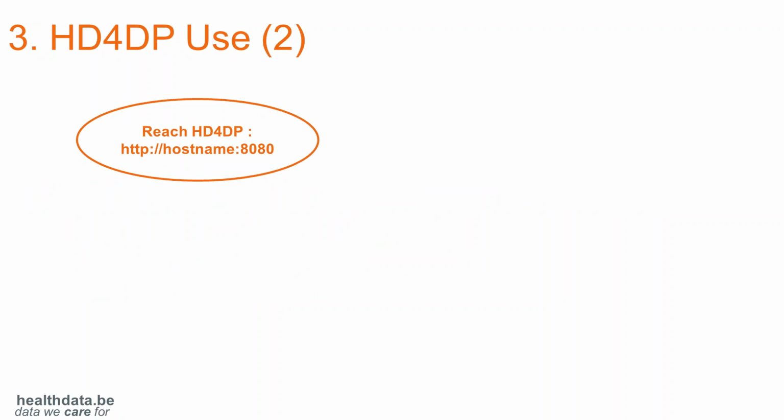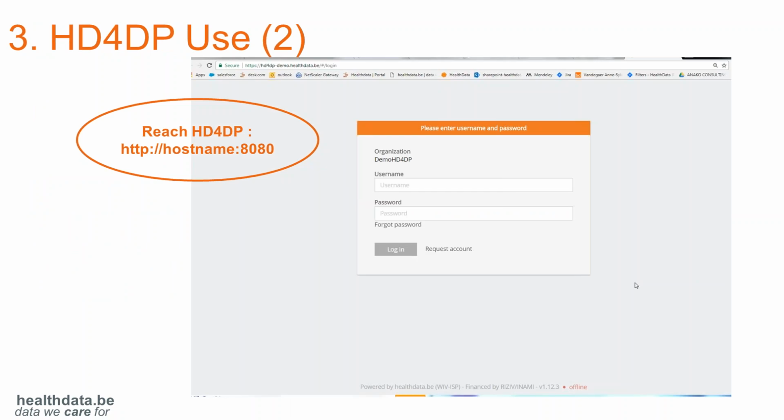Using HDFODP, first of all, you need a link for reaching the login page as displayed. As an example, I use a link. It's the HDFODP in the demo environment, but there's a link specific to your organization. So if you don't have it, just ask us. We will ask your HDFODP administrator to send you back the link needed to reach HDFODP. And when you have the correct link, you will be able to request an account.